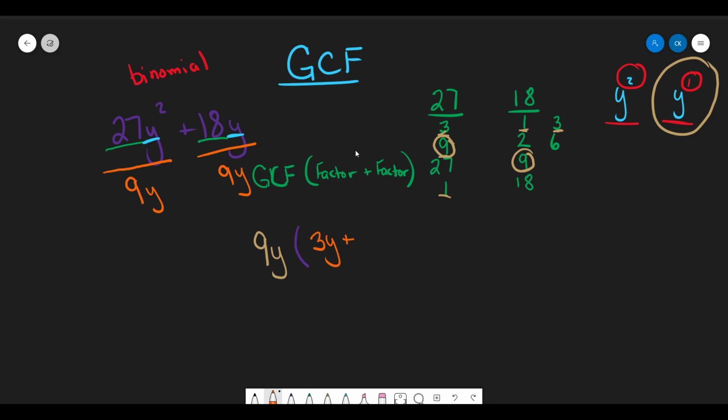And I do the same thing for the next term. 18 divided by 9, that's going to give me a 2. Y divided by y, those are going to cancel each other out. So I'm just left with 3y plus 2. So my final factored form is going to be 9y times (3y plus 2). That would be my final answer.